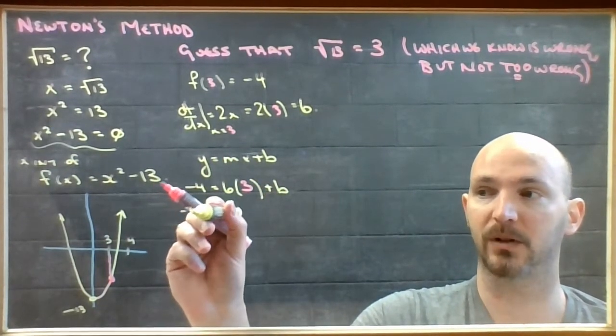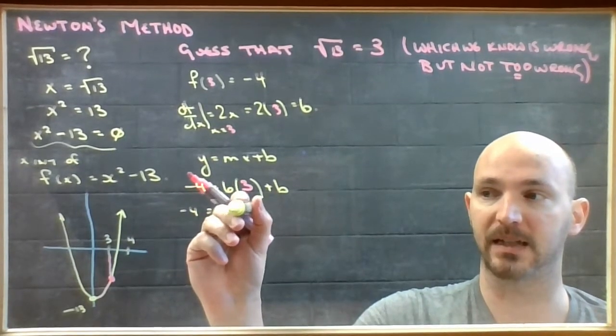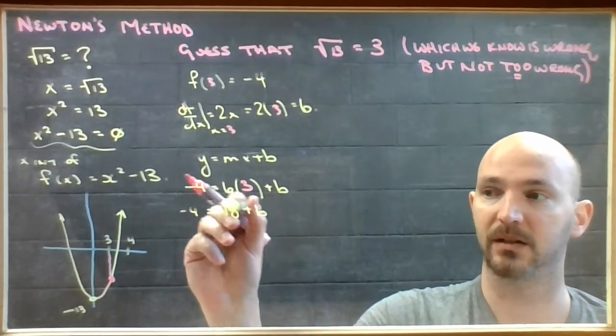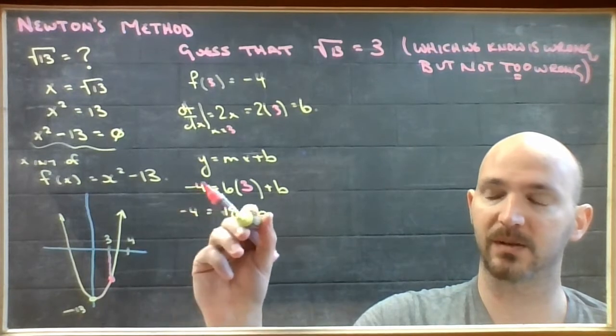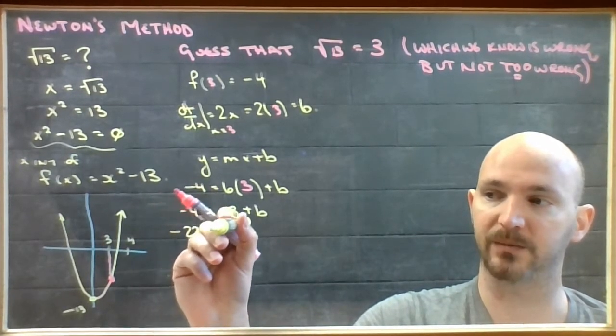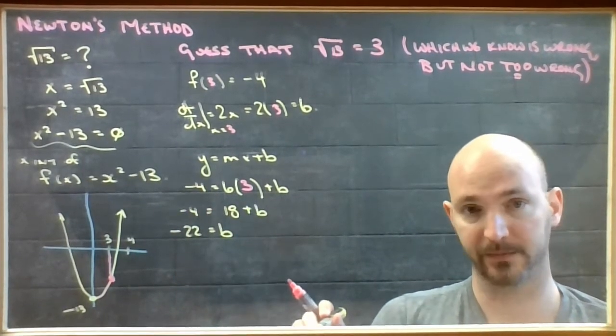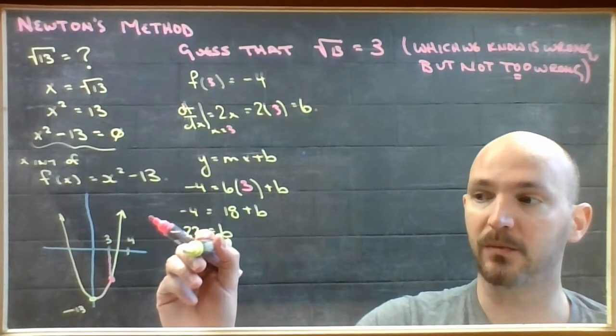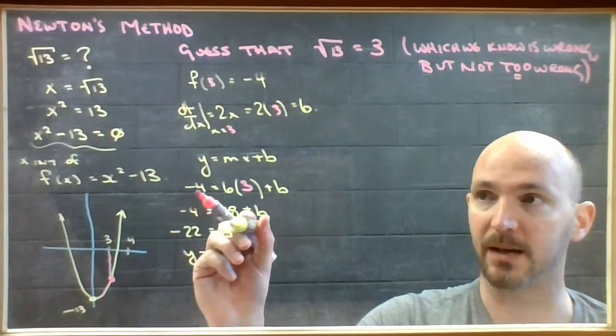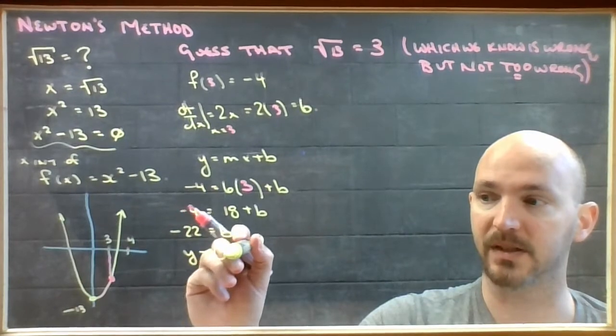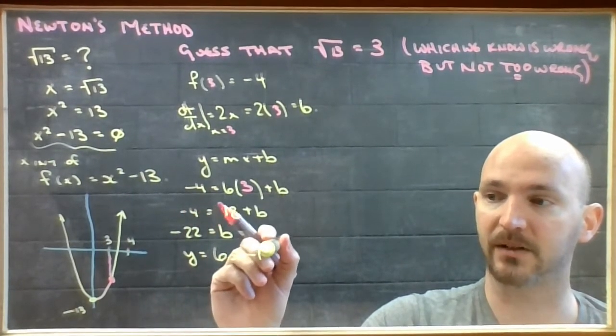So negative 4 equals 6 times 3, which is 18, plus b. Kick that over. Negative 4 subtract 18 would be negative 22. Okay? So the equation at that place would be y equals 6x subtract 22.